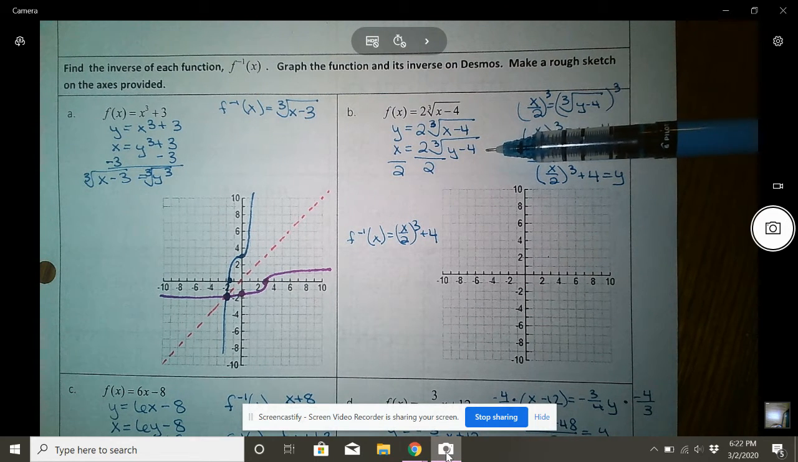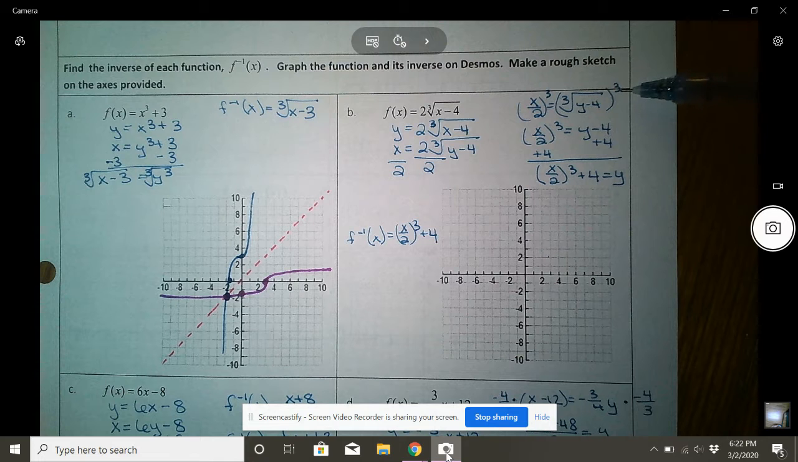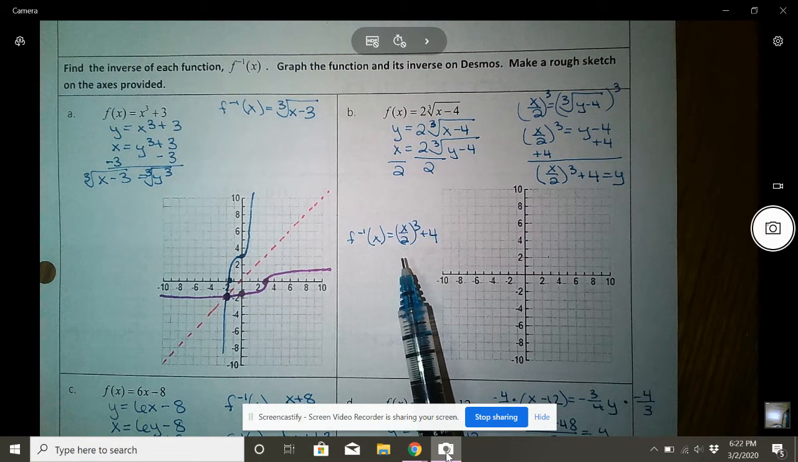First thing I did was divide by 2 on both sides. That gets rid of the coefficient out front. Then I cubed each side to get rid of the cube root. And finally, I added 4 to each side. So my inverse function is x over 2 all cubed plus 4.